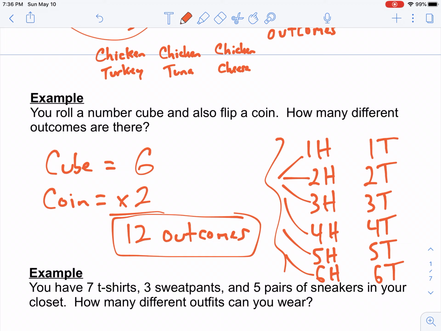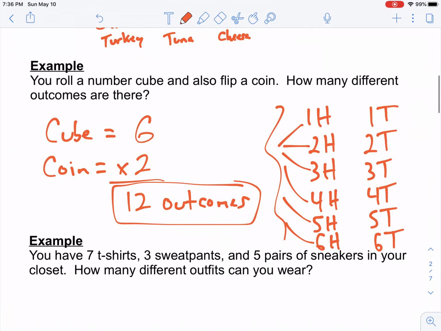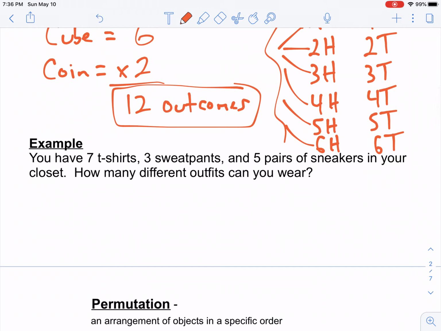You just basically draw out all the combinations with these little branches here, and that's basically why it's called a tree diagram. But if you have larger examples like this, 7 t-shirts, 3 sweatpants, and 5 pairs of sneakers, you're not going to do a tree diagram for that. It would take too much space to draw it out. You would just use the counting principle. 7 times 3 times 5, which is 105 outfits.